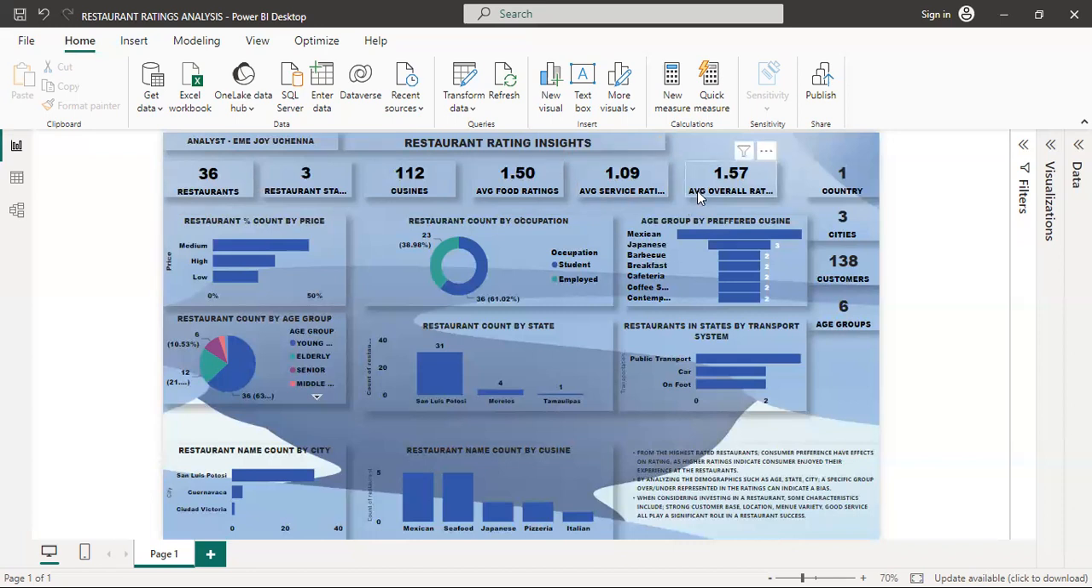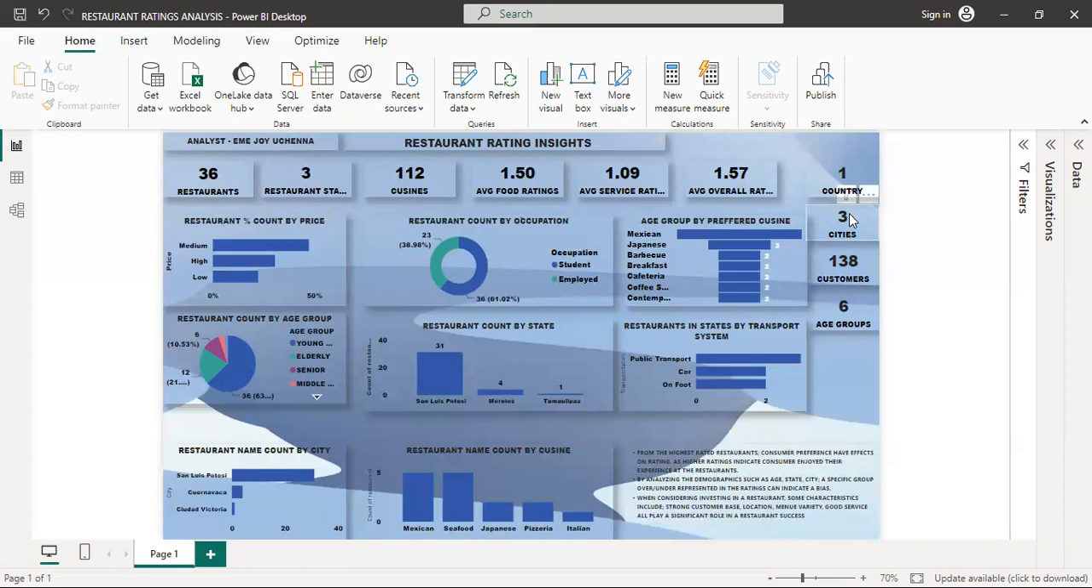Average overall rating. This KPI represents the average overall rating given by customers to the restaurants. It combines the food and service ratings to provide an overall assessment of customer satisfaction. Country. By calculating this KPI, I was able to identify the countries where the restaurants in my data set are located. It offers a broader perspective on the geographical distribution of restaurants.